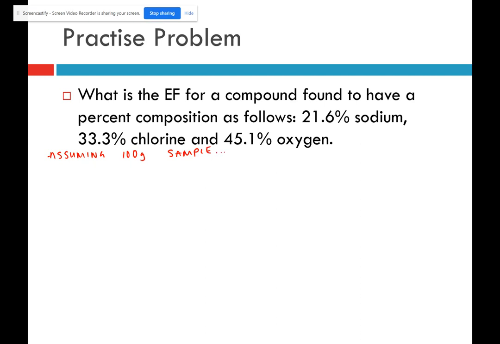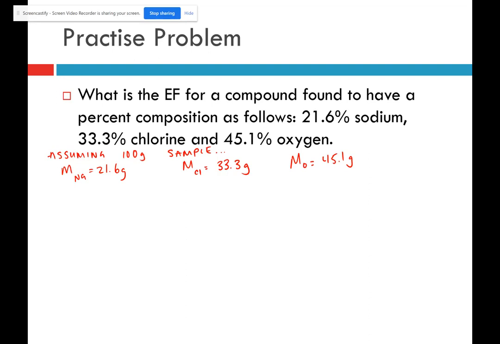Okay. What that means is 21.6% of 100 grams is going to be 21.6 grams for sodium. 33.3% of chlorine is going to be a 33.3 gram sample of chlorine. And the mass of oxygen, 45.1% of 100, is going to be 45.1 grams.